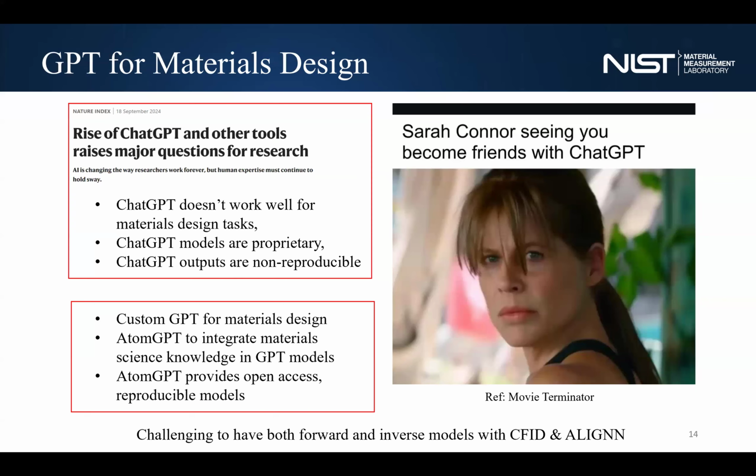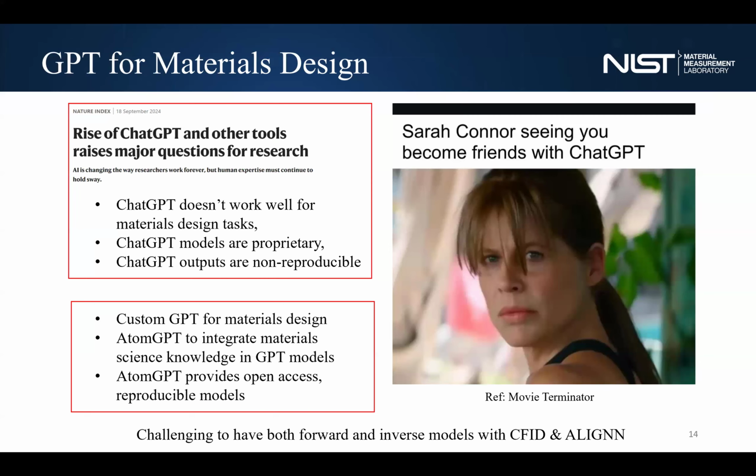So the idea of AtomGPT was to have a model which can be customized for material design, and it can be trained on the scientific knowledge, and it will be open access and reproducible. That was the motivation behind the AtomGPT model. And this model, as I said, can be used for both forward and inverse design.